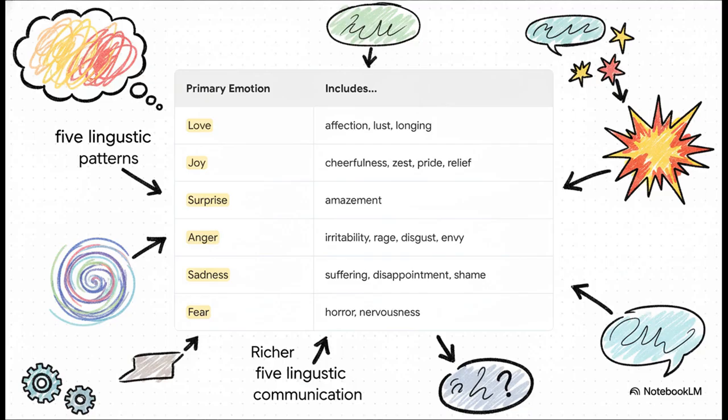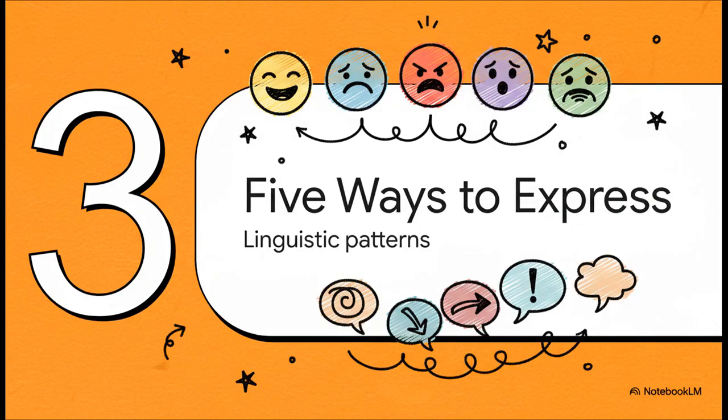The trick is to think of each one like a big umbrella category. So anger isn't just being angry. It could be feeling irritable or full on rage or even disgust and envy. Just sorting our feelings like this is honestly the most important first step to really getting a handle on our emotional language.